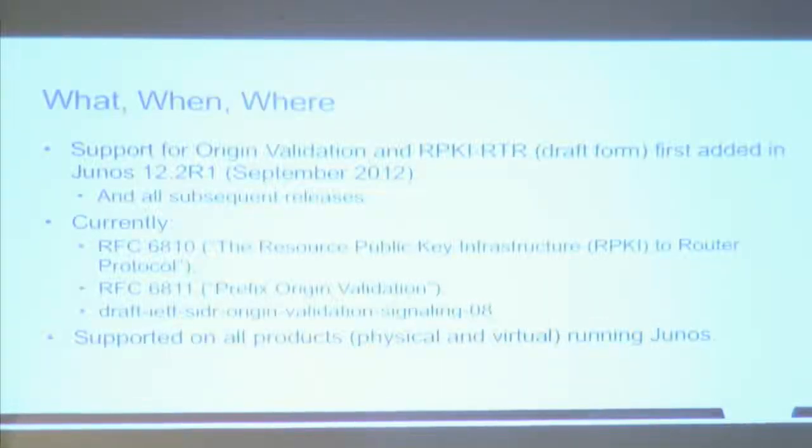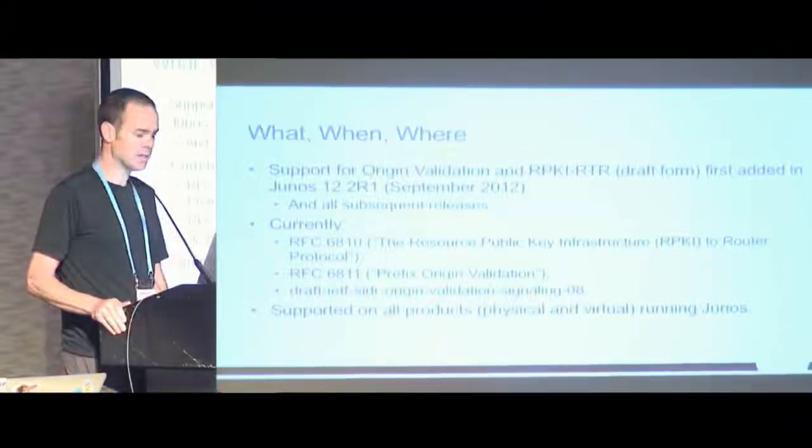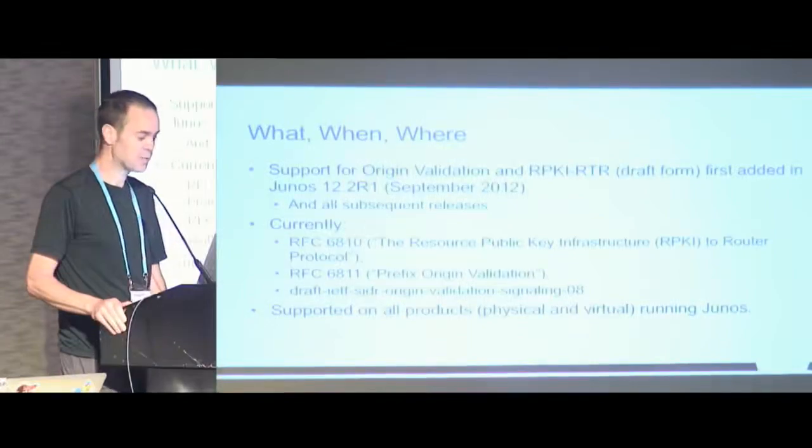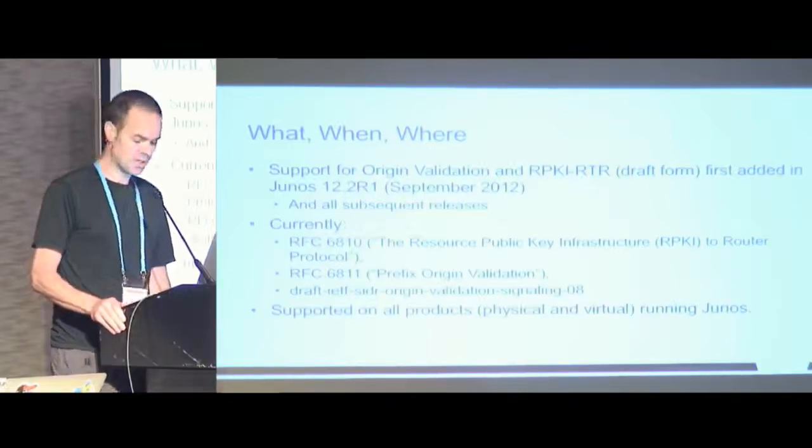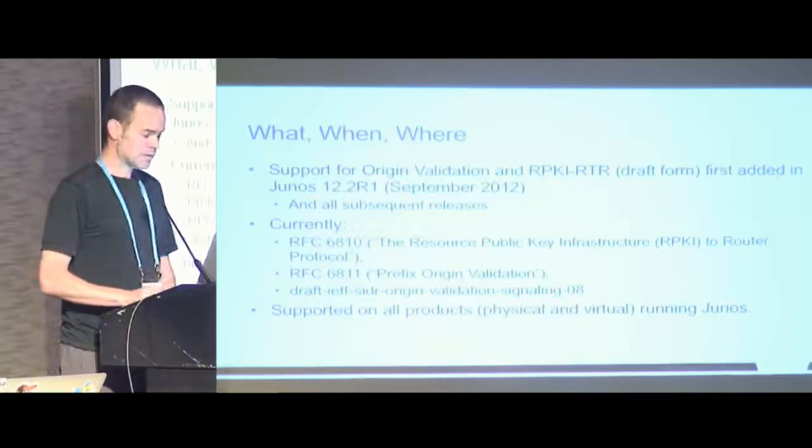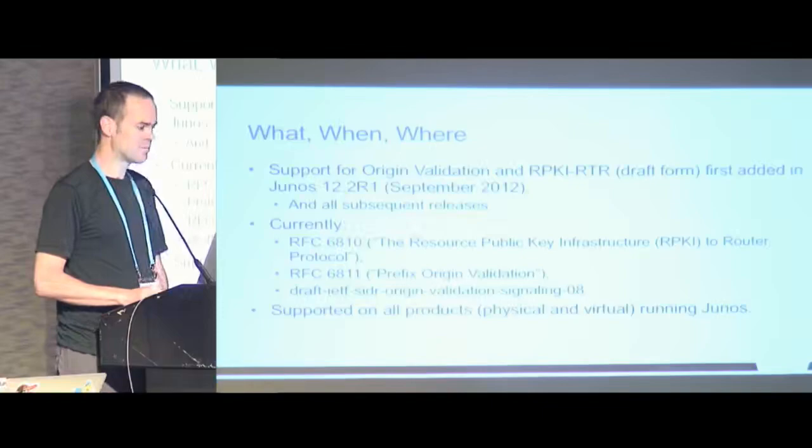We have been doing RPKI for quite a few years now. I think the initial implementation took a month or something like that. It's actually fairly straightforward once you get inside the router code. We support 6810, 6811, and the latest version of the OV signaling draft, which is really just a way of saying you can pack your validation state into a community and send it around inside your AS. And it's supported on anything that runs Junos.